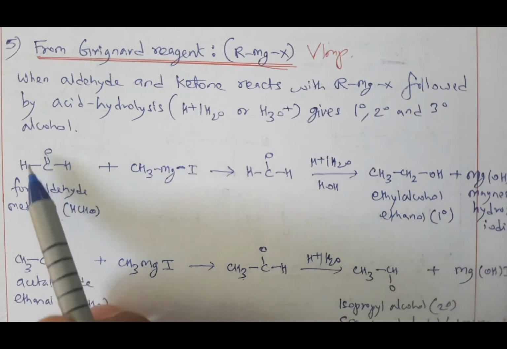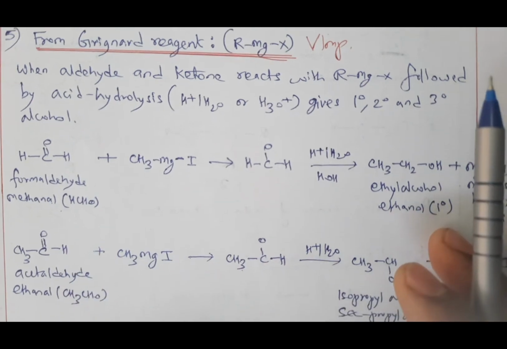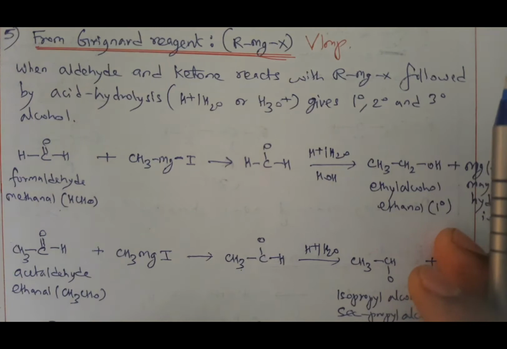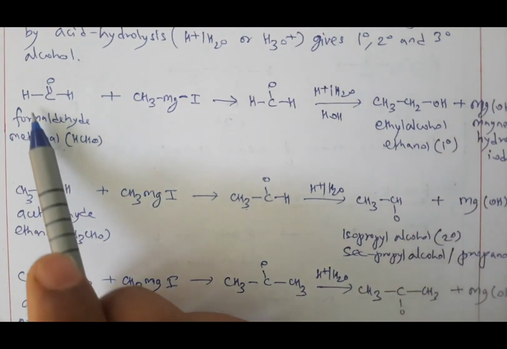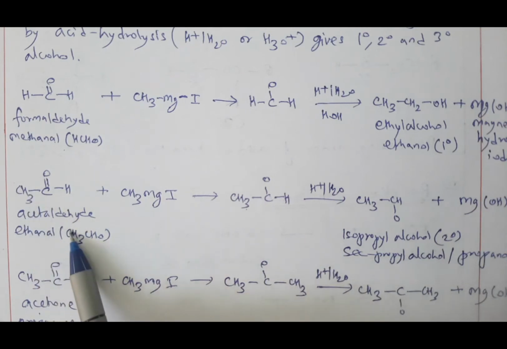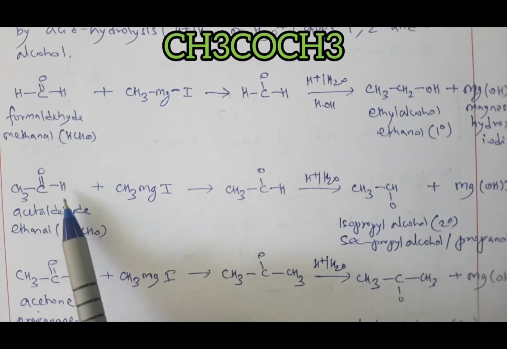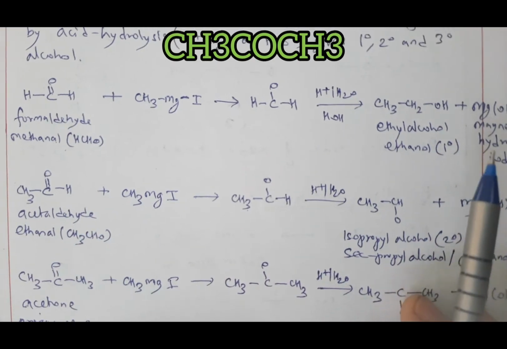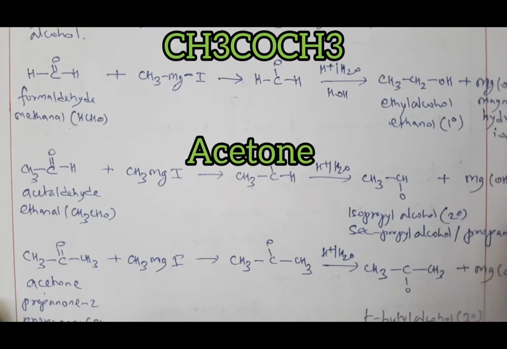So what I did, I took formaldehyde, removed this H and put CH3, it becomes acetaldehyde. Now again you replace this H also with CH3. So you can see here I replaced H with CH3, I got acetaldehyde. Now I'm going to replace this H also with CH3. So CH3 CO CH3 it will be, and this compound is known by the name acetone. And acetone is also known by the name propanone-2.